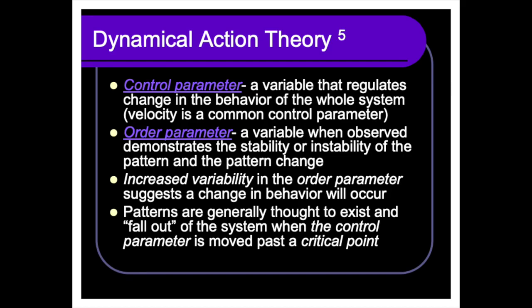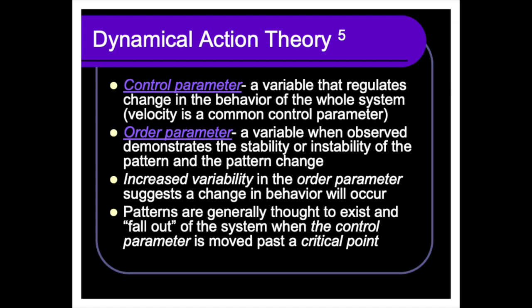As the variability in the order parameter increases, that suggests that behavior is becoming unstable. And at that point, we generally see a new pattern, and the new pattern sort of falls out of the system, meaning the pattern's probably there already. That's the assumption of dynamic action theory, that all the patterns are present within the system, or the system is capable of producing them. But when you move past this critical period, which for the difference between walking and running is the velocity, you get to this critical point, and the pattern changes.